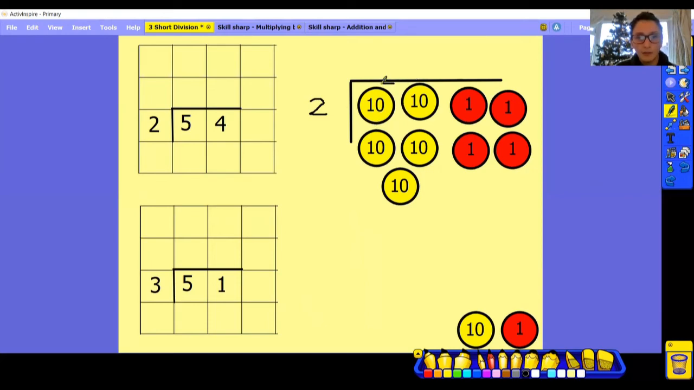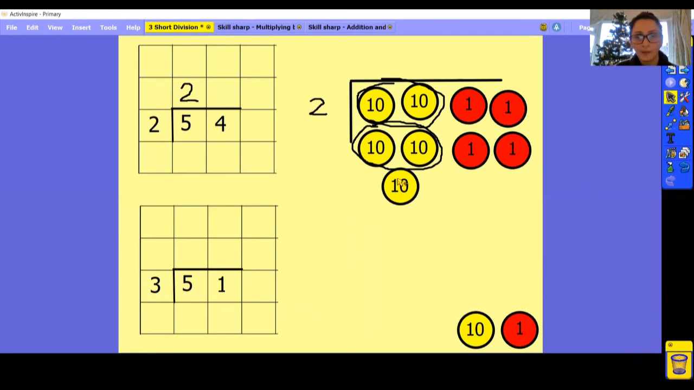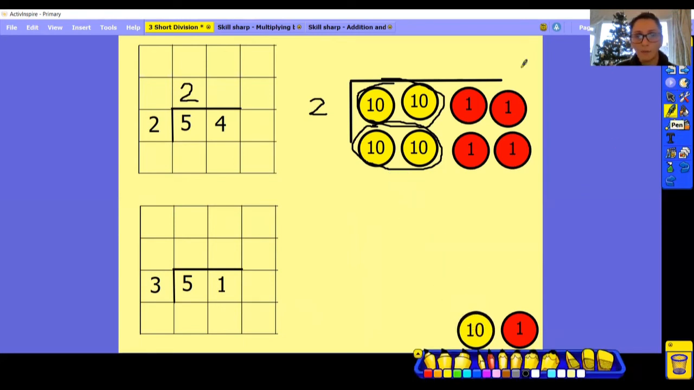Okay. So how many equal groups of this number can I have? So we've got 1, 2. Can I make another equal group? Yes, I can. Brilliant. Okay, so I have this remaining. So first of all, I can have 2 equal groups. However, I have to exchange this 10 for 10 lots of 1.